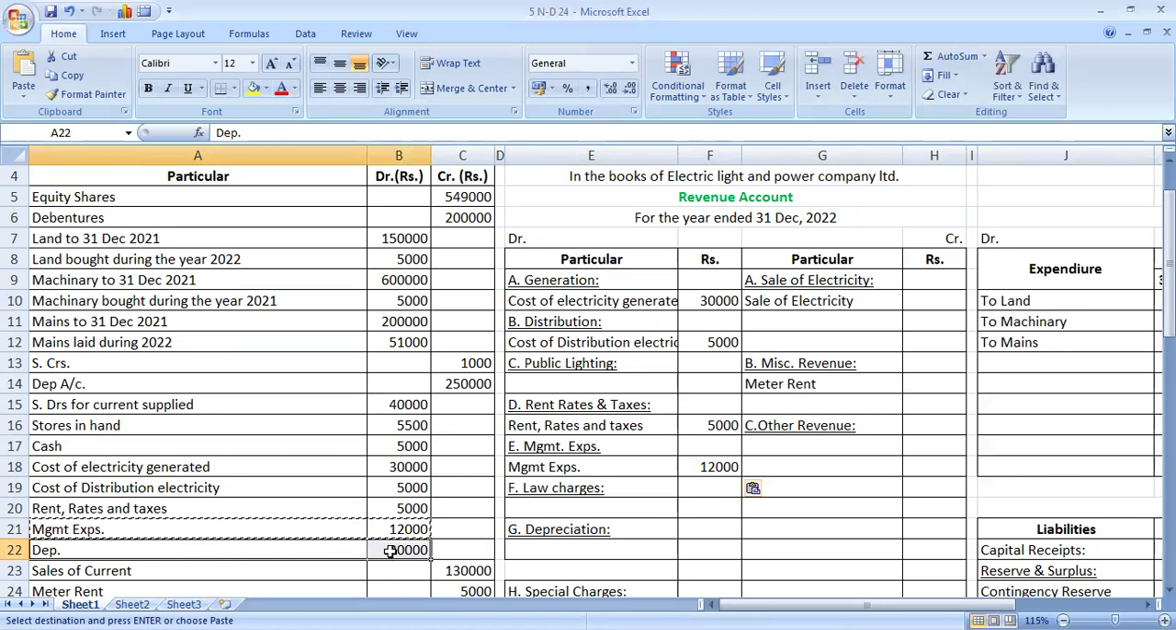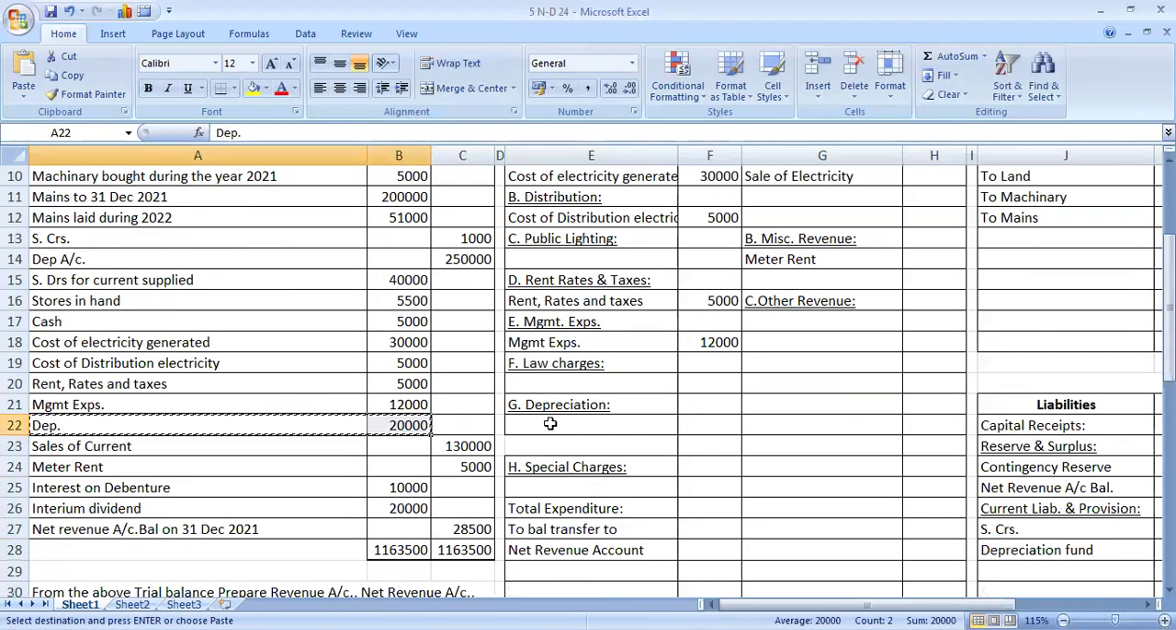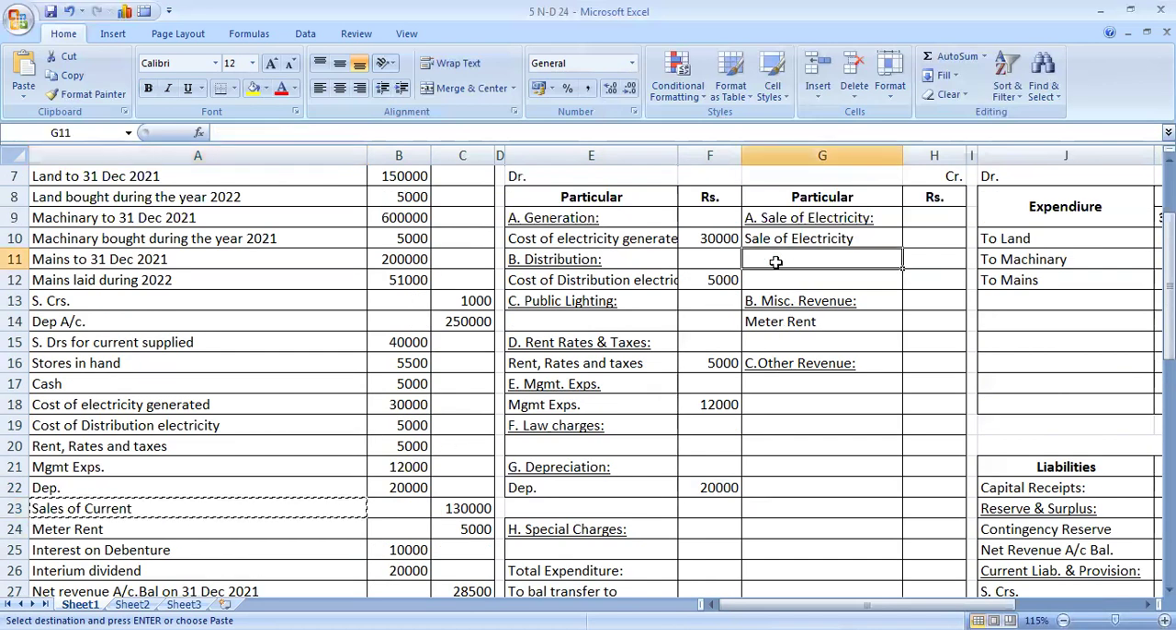Now depreciation 20,000. This item goes to the revenue account debit side under the heading of depreciation, 20,000. Because this depreciation amount is given on the debit side, I am recording it on the debit side of the revenue account. Then sale of current, 1,30,000. This item goes to the revenue account credit side under the heading of sale of electricity, 1,30,000.